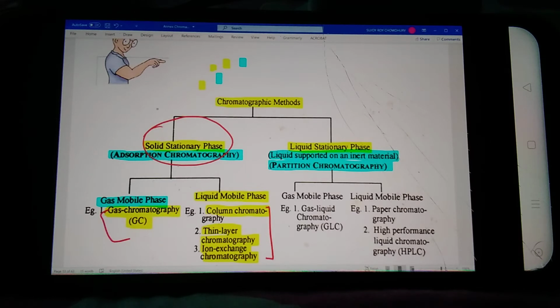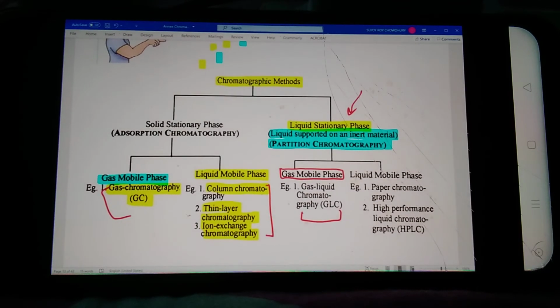Now going to the liquid stationary phase. Liquid stationary phase and gas mobile phase is nothing but gas-liquid, that is GLC, gas-liquid chromatography. And liquid stationary phase and liquid mobile phase, you will see this in the paper chromatography discussion, where paper is an inert support, and that is high performance or high pressure liquid chromatography, HPLC.